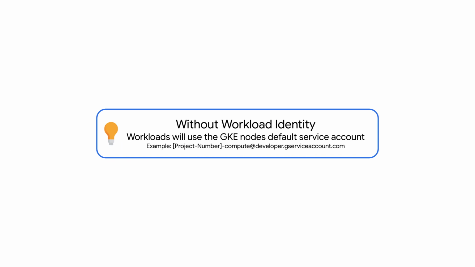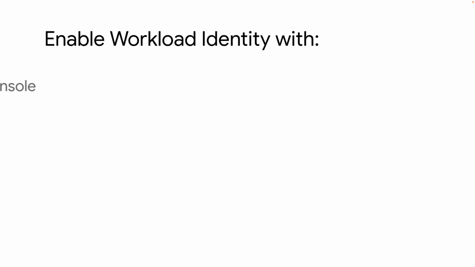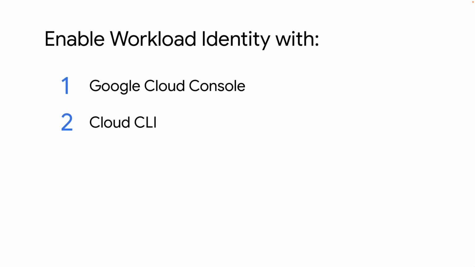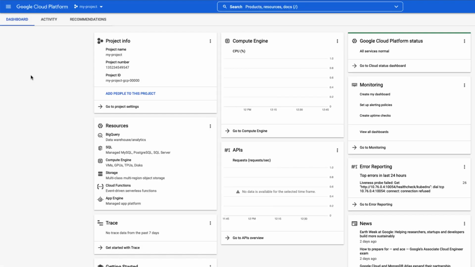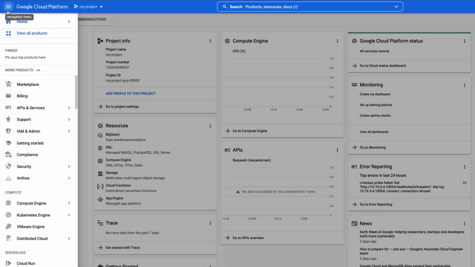In this video, we'll show you how to enable Workload Identity on your GKE cluster and configure your apps to use it. You can enable Workload Identity using the Cloud Console, the Google Cloud CLI, or the REST API. We'll first use the Cloud Console to enable Workload Identity on an existing cluster, and then we'll use the CLI to configure an app to use Workload Identity. Let's get started. Go to the Kubernetes Engine page.